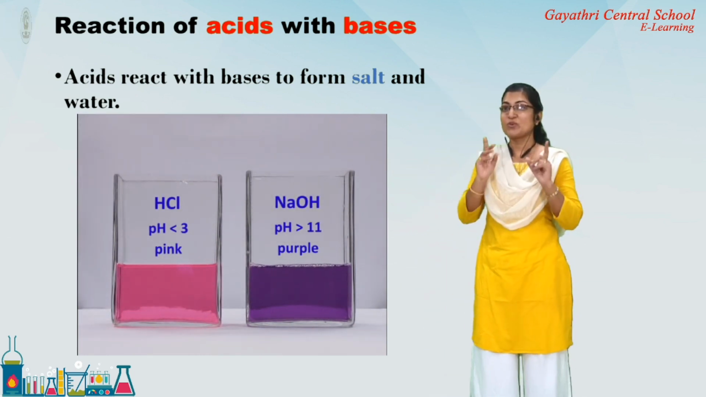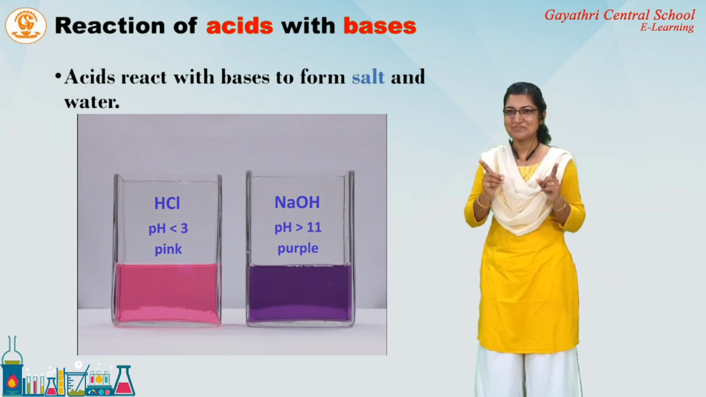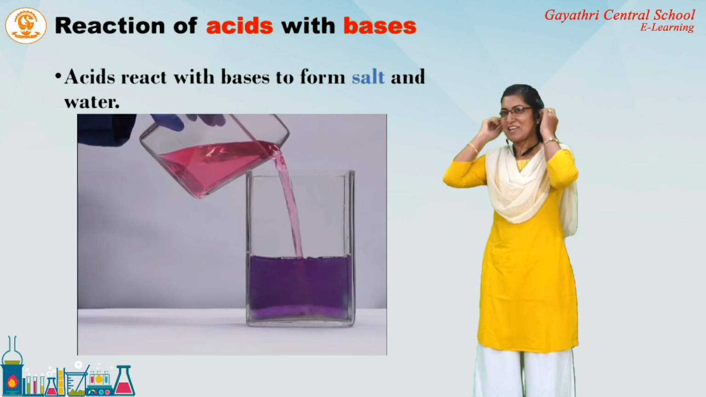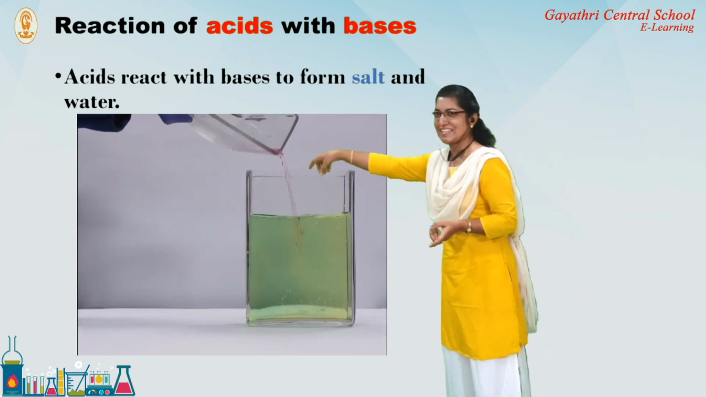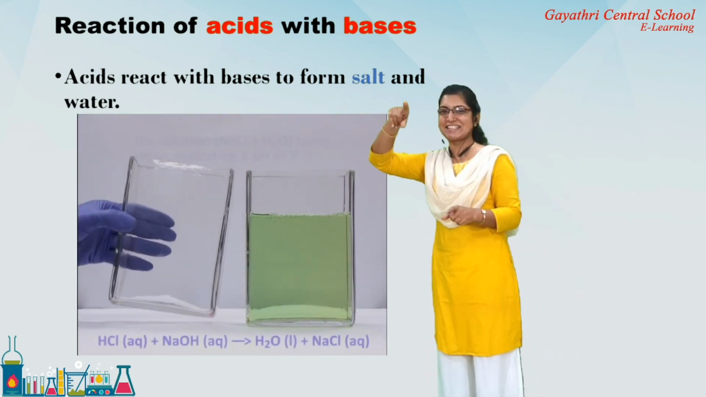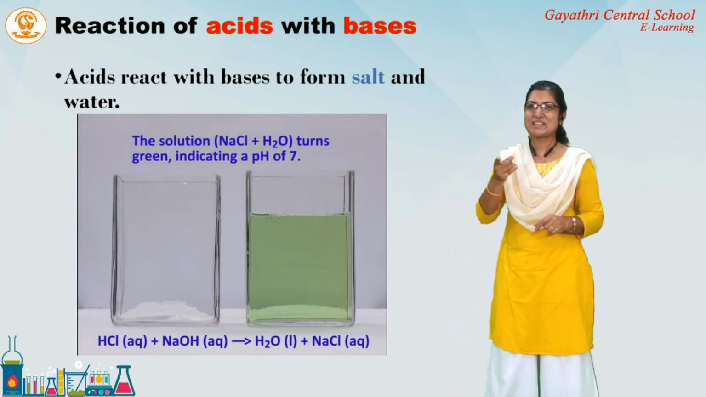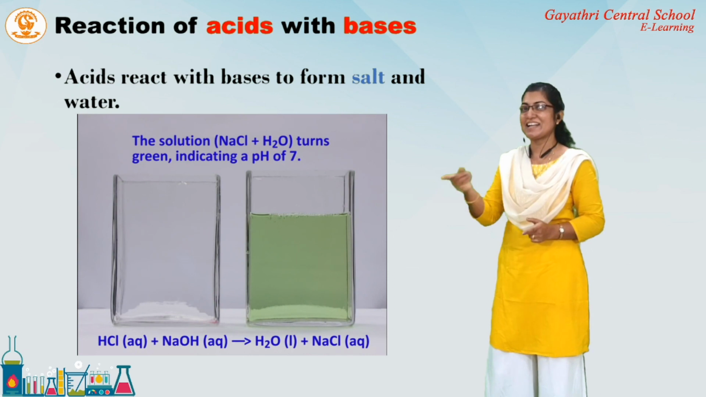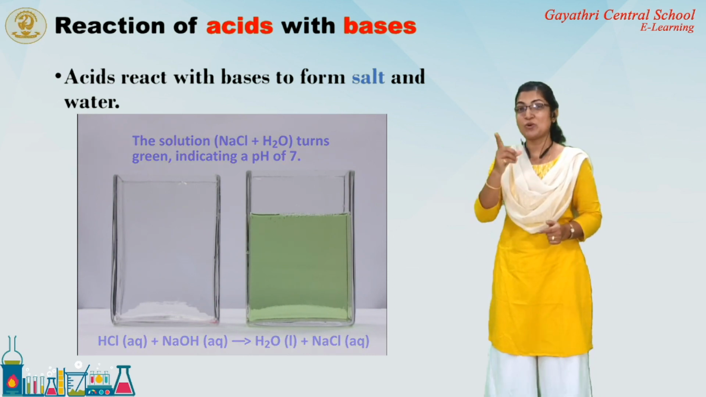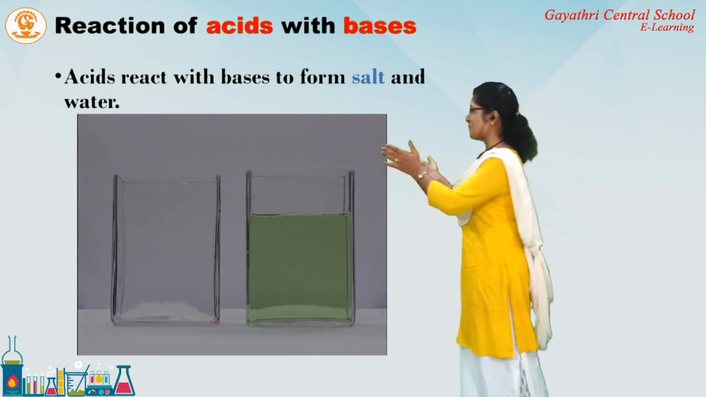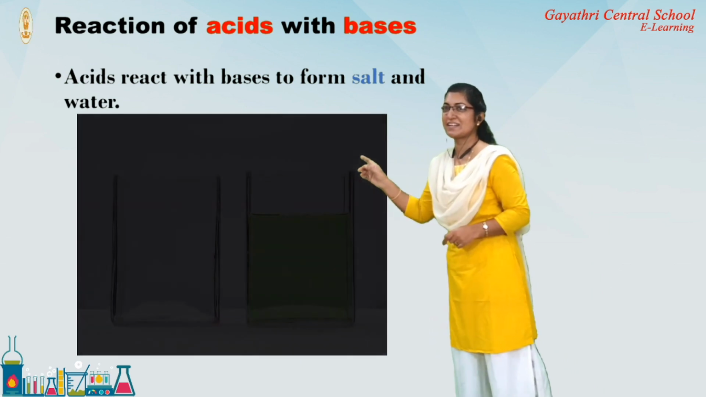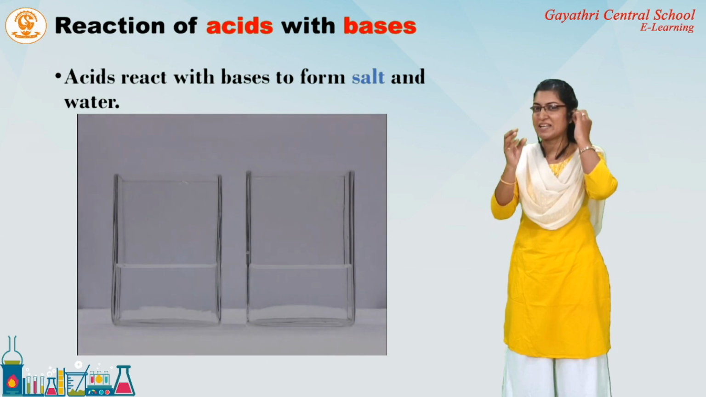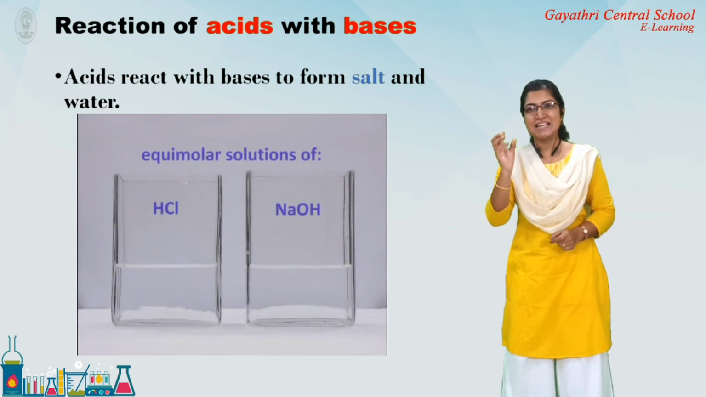Now, do you want to see a magic? Yes, then see, if we pour this acid into the base, what color change do we get? Green color, isn't it? What does green color represent? Neutral. So when we mix these two substances, a green colored substance is formed. That means the solution is neutral in nature.